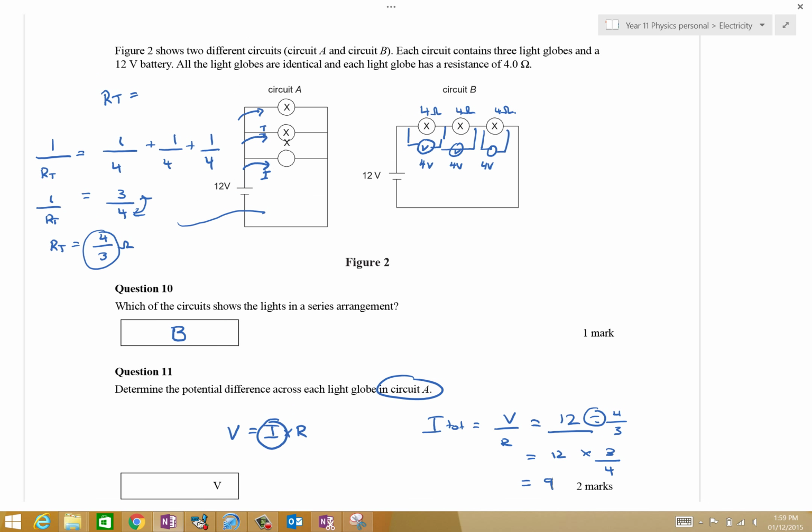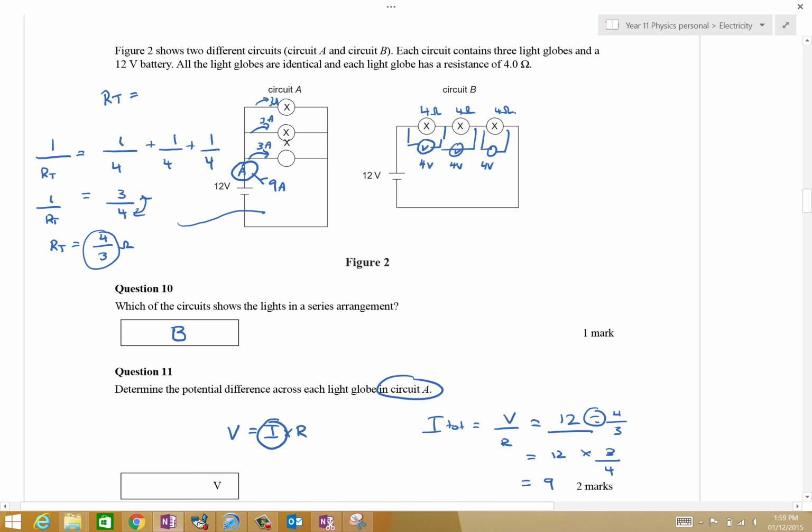Now, what's going to happen? I've got 9 amps. If I put an ammeter here, that's going to read 9 amps, isn't it? But where's the current going to go? Given it's got the same resistance, we're going to have 3 amps going through here, 3 amps going through here, and 3 amps going through here.